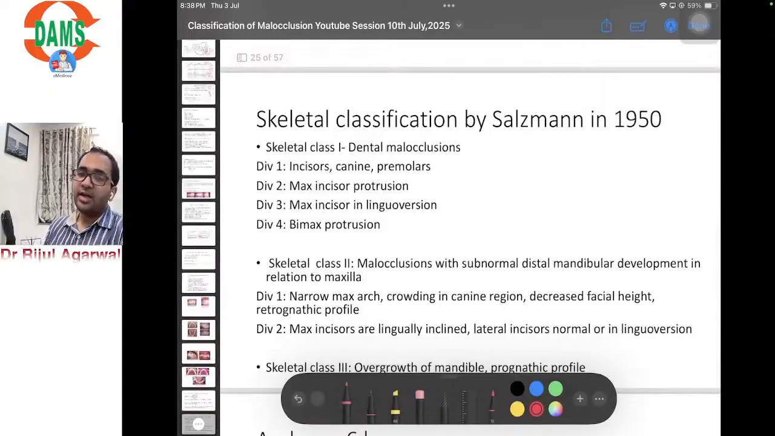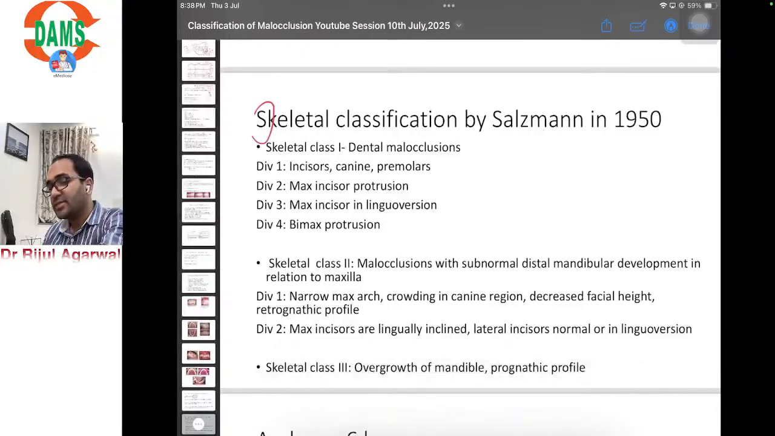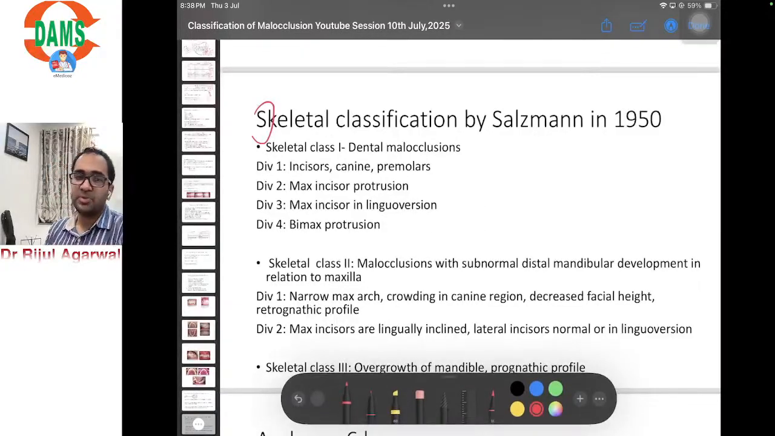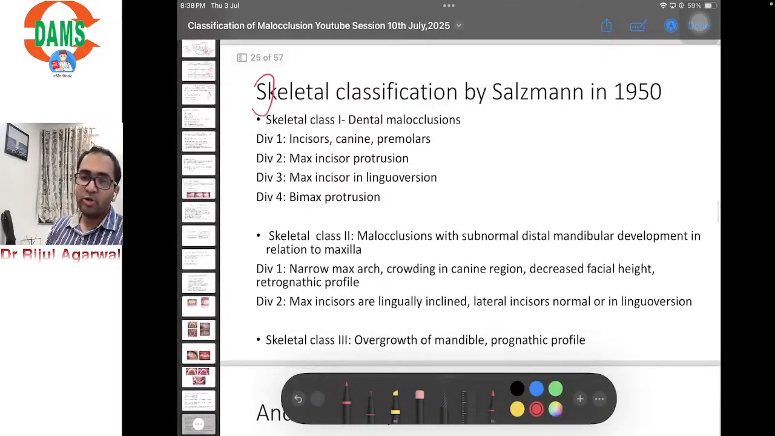Next, the skeletal classification system was given by Salzmann. So S for etiology, Bennett; skeletal classification, Salzmann. He classified it again into 1, 2 and 3. Class 1 for dental malocclusions, div 1, div 2, div 3, div 4. Class 2, distal development of mandible, again div 1 and div 2. Class 3, overgrowth of mandible or prognathic profile.